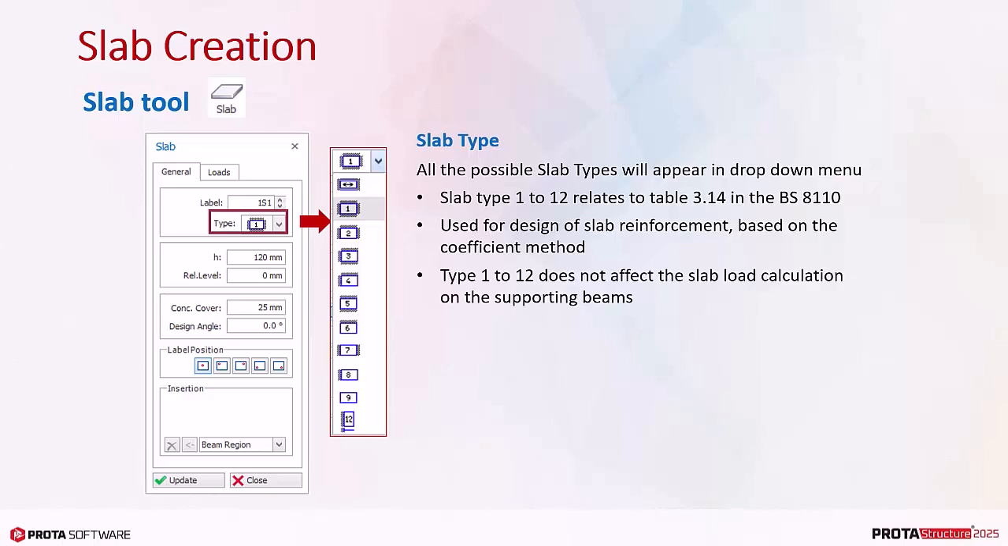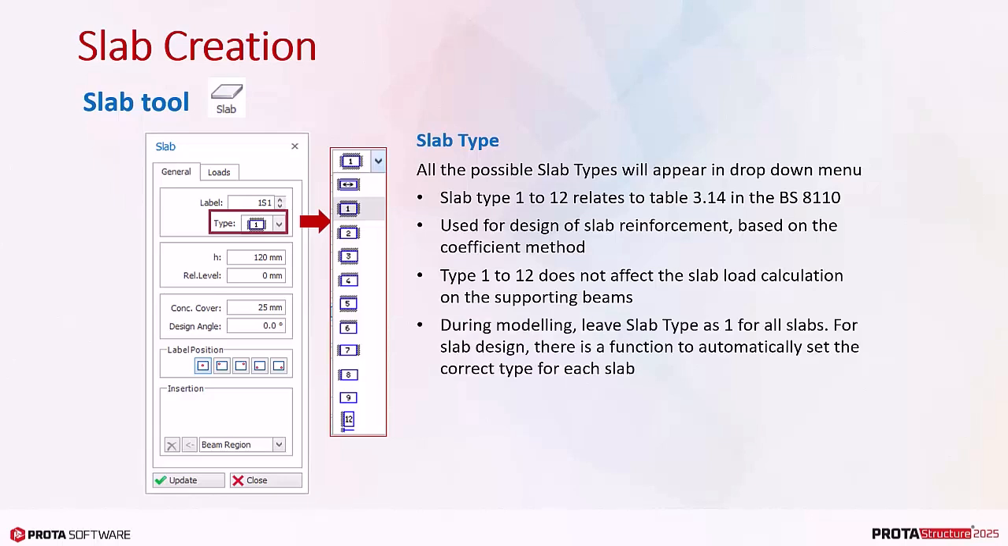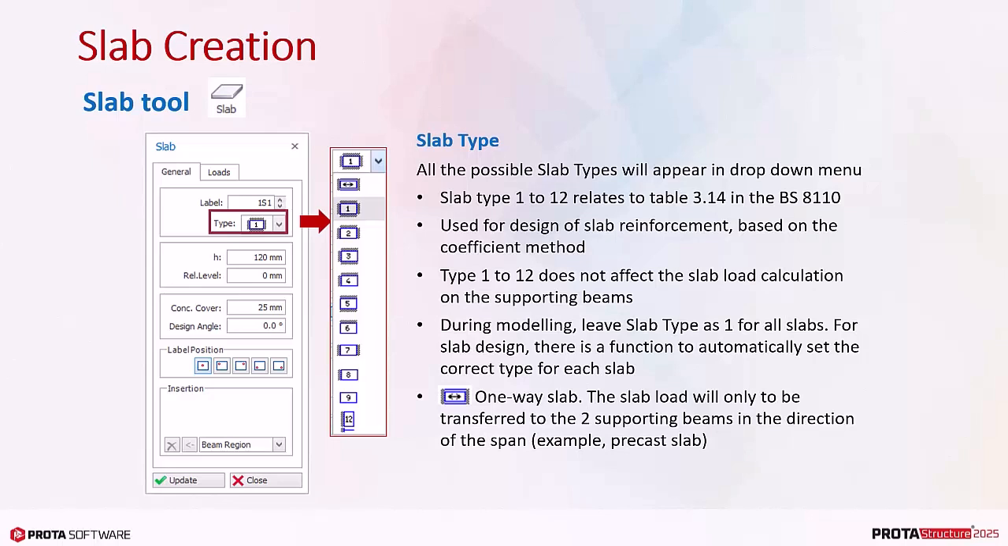Type 1 to 12 does not affect the slab load calculation on the supporting beams. So, don't bother about this during modeling and leave it as default type 1 for all slabs. There is a function to automatically set the correct type for each slab if you wish to use this moment coefficient method to design the slab.